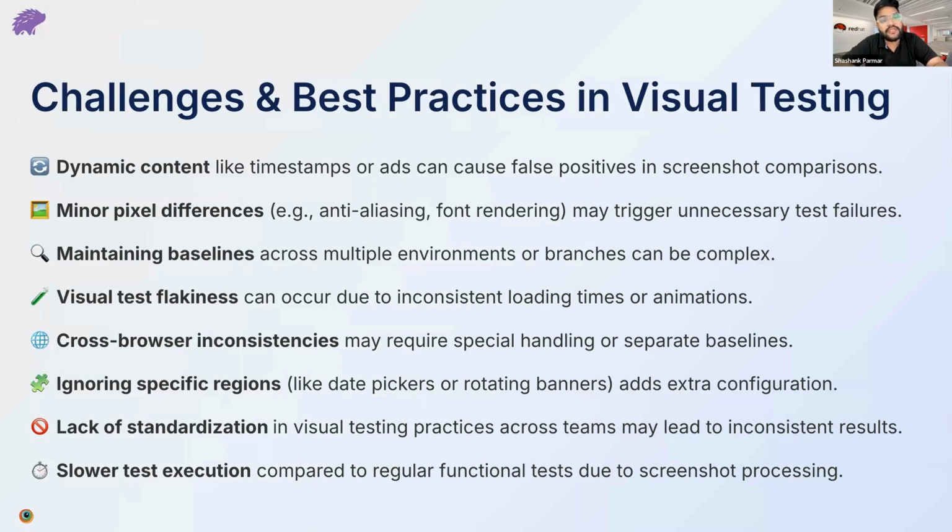my visual recognition technique. So minor pixel changes, minor pixel differences, these are key: suppose there is a button aligned in the center of the page, and what happens if the button is aligned left instead, right? This type of thing. Apart from this, visual flakiness, cross browser inconsistency, ignoring the specific region, lack of standardization, and slow execution processes. So these are the set of challenges which I have.